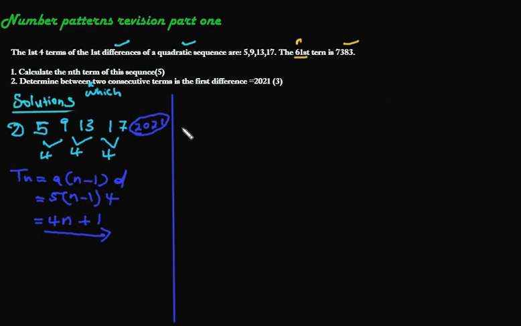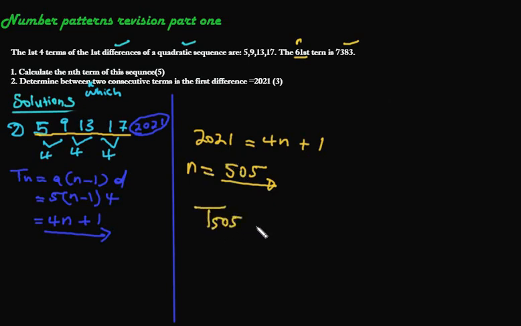We need to find the position now of 2021. So the value of the term in a position, we write it in place of Tn. So we'll say 2021 is equal to 4n plus 1. Then we solve, and n is equal to 505. So in the first differences, 2021 is in position number 505, meaning in the actual quadratic sequence, 2021 would be between term number 505 and term number 506.